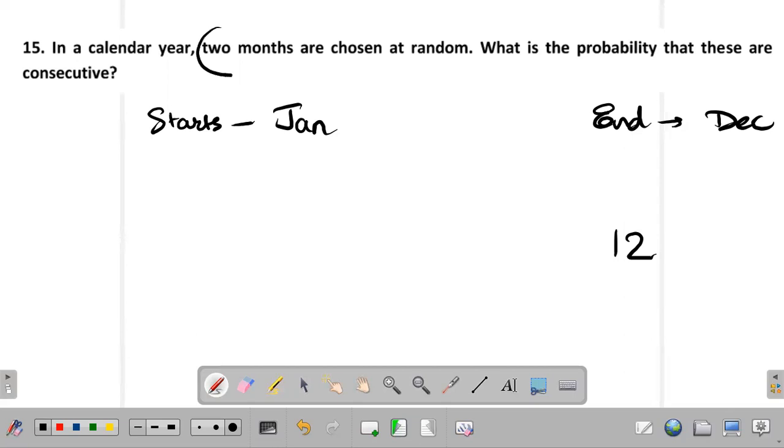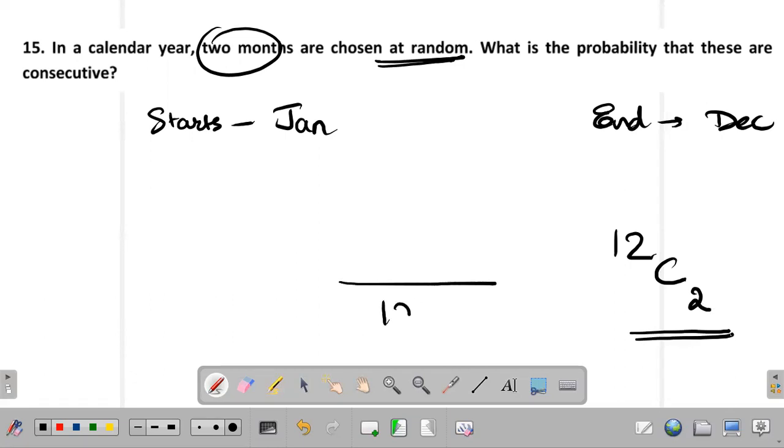2 months are chosen at random. So, how many ways can you do it? 12C2. This is going to be the total number of outcomes, 12C2. Agreed? In this 12C2, when I say 12C2, January, February will be there. January, October will be there. January, December will be there. Like that. Order is not important. You are choosing 2 months. That you can do it in 12C2 ways.